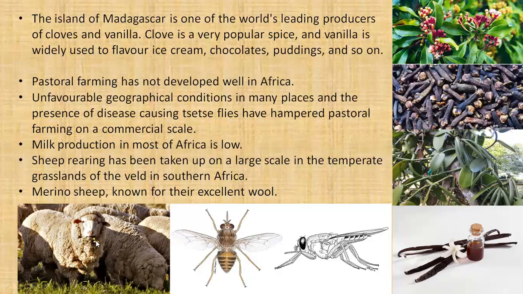While you are looking from the left side to the right side, at the bottom you can see the merino sheep, which are very famous for their wool. And this is a fly which causes diseases to the pastorals in Africa. This is the tsetse fly. If the fly bites, it can cause diseases to pastorals. So these are the important things you have to remember.